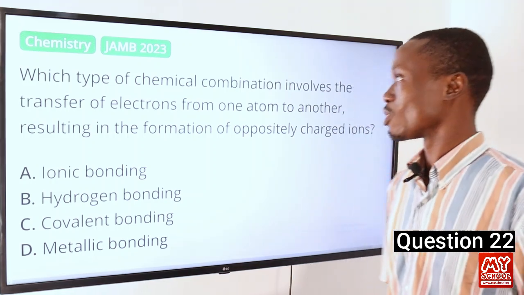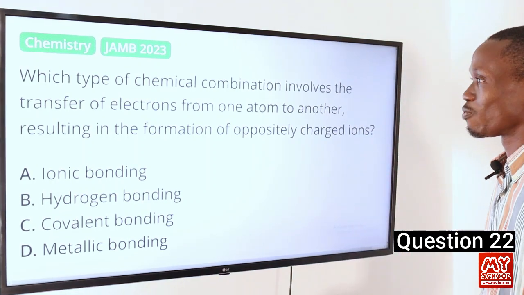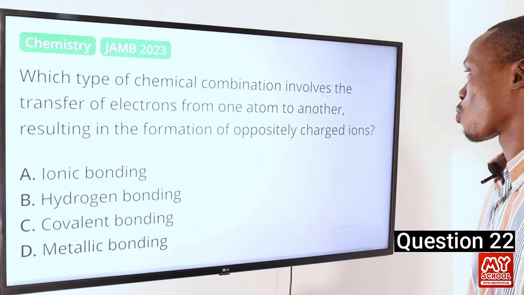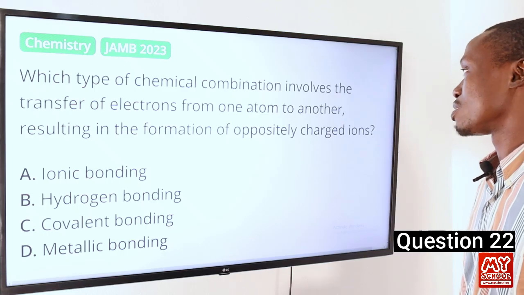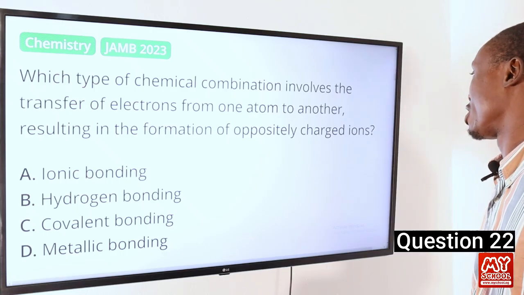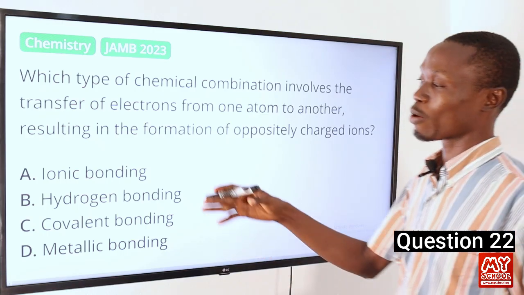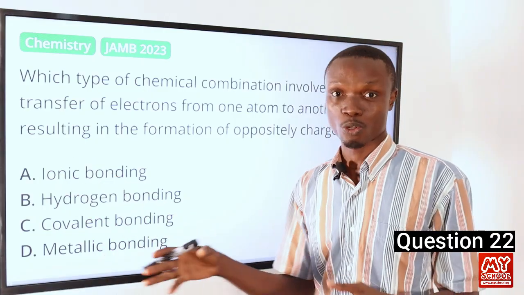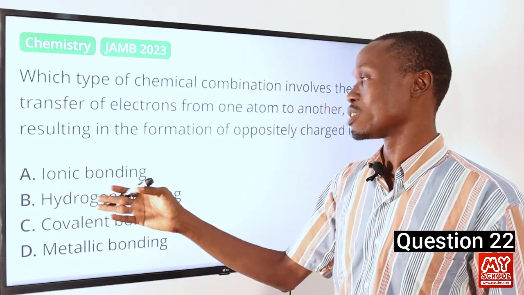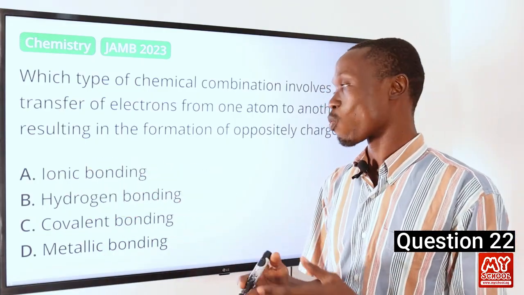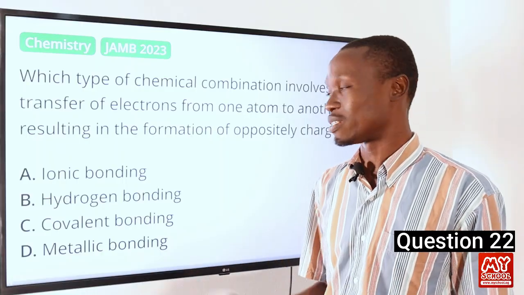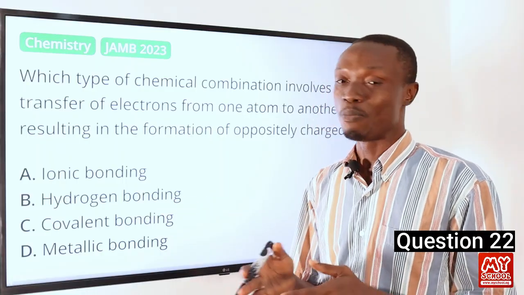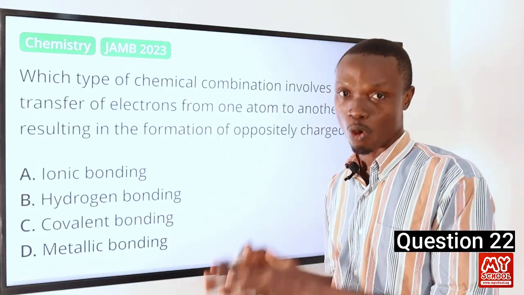Question 22. What type of chemical combination involves the transfer of electrons from one atom to another, resulting in the formation of oppositely charged ions? What we are going to be doing is explaining the options one after the other. So let's start with ionic bonding. So what is ionic bonding? Ionic bonding is a type of bonding that occurs between a metal and a non-metal.